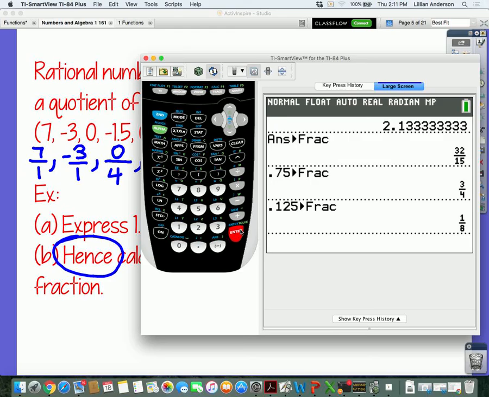And it's 1/8. So there you go. You can convert any decimal into a fraction. And that way you can also see that certain decimals are going to end up being rational numbers. Because if our calculator can convert it into a fraction, then it's a rational number. But if you try to do it and it doesn't convert into a fraction, then it's not a rational number. Only decimals that can actually be converted to fractions are rational numbers.